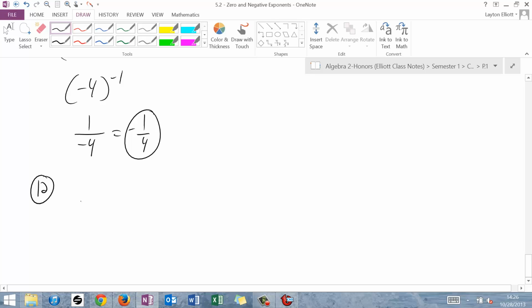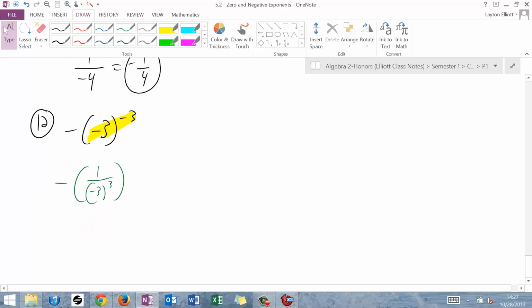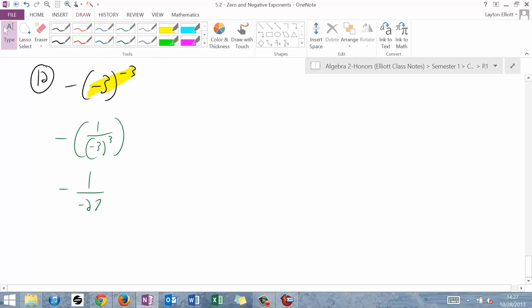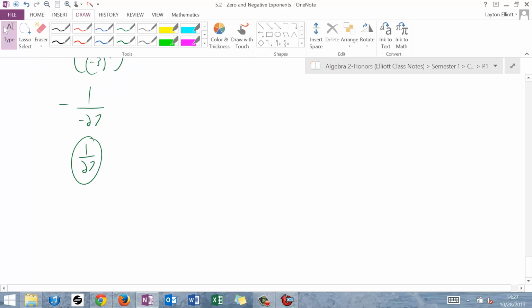Let's try another one. Negative 3 to the negative 3rd. This one is clearly one I'm trying to mess with you guys on because of all the 3's. So again, I'm going to look inside, nothing to do there. Then I'm going to go exponent, so negative, and I have 1 over a negative 3 cubed. Well, negative 3 cubed is the same thing as negative 27, and that becomes positive 1/27. Let's go to number 13.